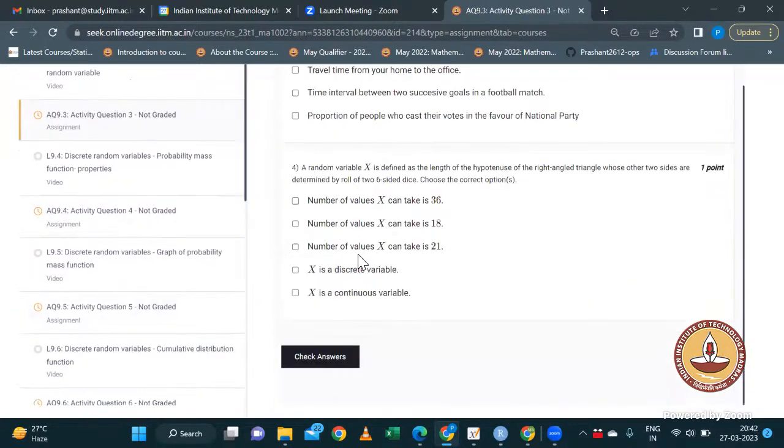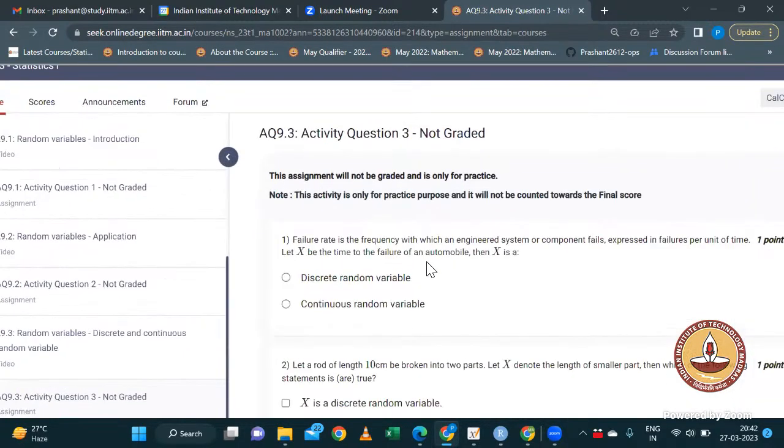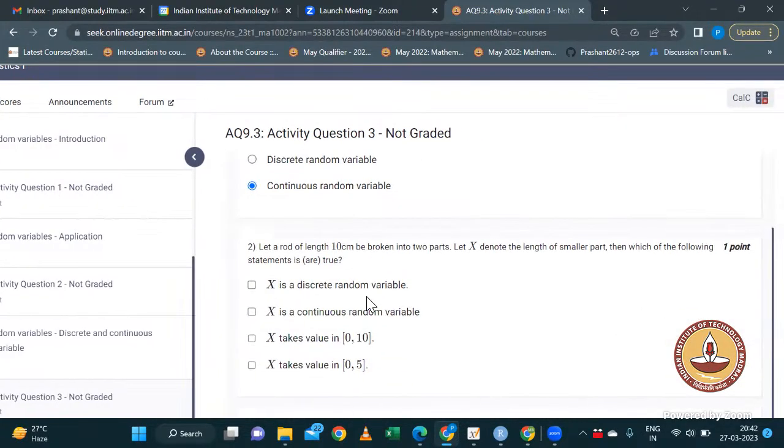Okay, so there is again some discrete and continuous. Tell me, what is X here? The time to failure of an automobile. Continuous, right? And what about question number 2? It's also continuous. X takes values from 0 to 5.